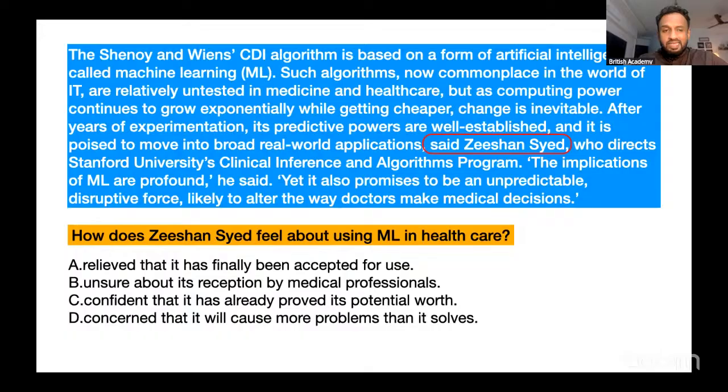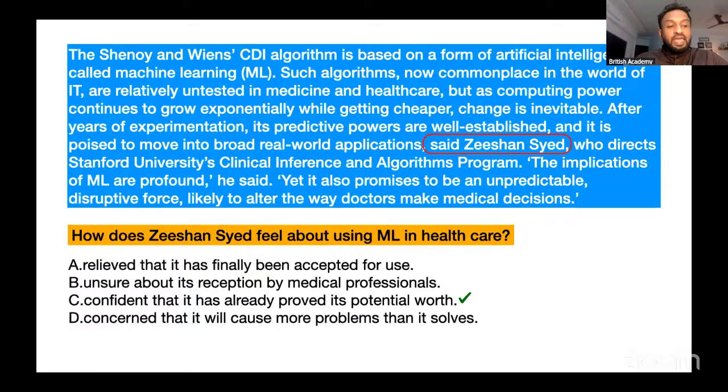Now, some said C. C is not the right answer. Read carefully. The predictive powers are well established. Well established means widely known. And it is poised, which means positioned to move into broad real world application. Zishan Sayed is saying that you cannot stop it. It is something which is unstoppable right now. It's well established, it has got good predictive powers, and it is already positioned to move into real world application. So he's very confident about it. So my option over here is confident that it has already proved its potential worth.